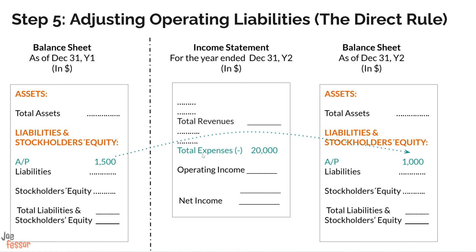This leads us to the fundamental rule for all operating liabilities. The relationship is direct. If a liability balance increases, we add that increase back to net income. And if a liability balance decreases, we subtract that decrease. This direct rule applies to key operating liabilities like accounts payable and accrued expenses.